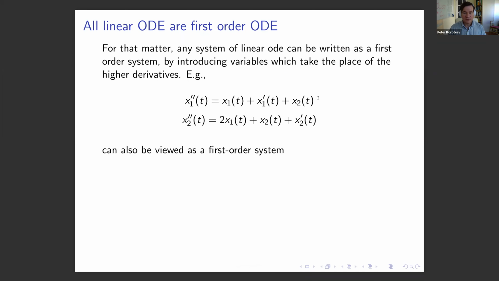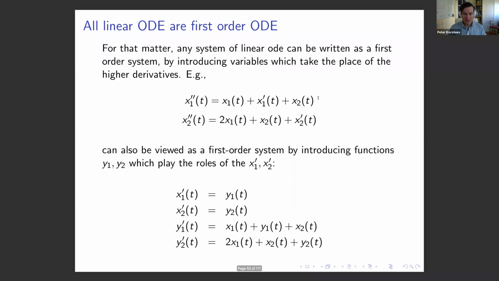So in this case, what do we do? Well, we just introduce two new functions. Let's call them y1 and y2, which play the roles of derivatives x1 prime and x2 prime. And here we go. So the first two equations would simply state the fact that we have substituted those derivatives with new functions. And then the other two equations would be purely algebraic on the right-hand side. So there are no derivatives on the right.